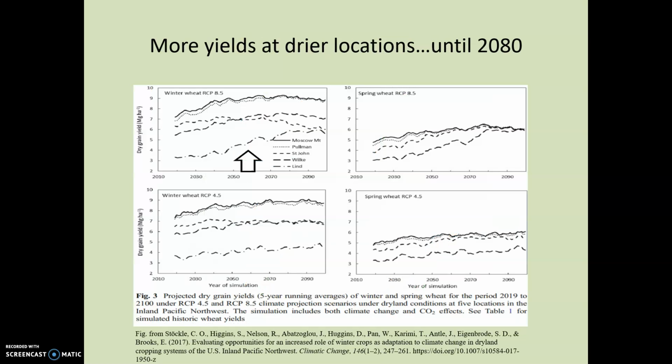Okay, this is a cool one too. I put a little handy arrow on here. So more yield at drier locations until 2080. Everything kind of tails off. If we look at 2080, 2090, we see downward trends in a lot of these. I highlighted this dashed line here.